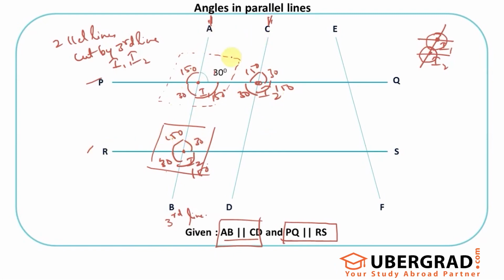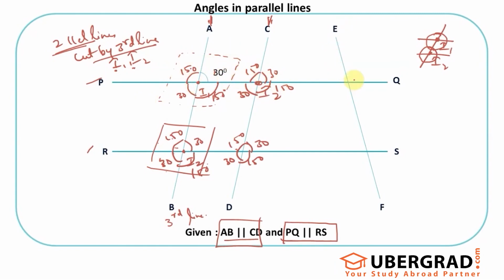Similarly, AB and CD are two parallel lines, and RS is the line cutting through that. Same replica: 30, 150, 30, and 150. I am replicating this to this. Or you can also look at these two parallel lines cut by a third line, whatever it is. But just make sure that the logic is: two parallel lines cut by a third line at two points. Then around these two points, I just have to replicate all the four angles in both.